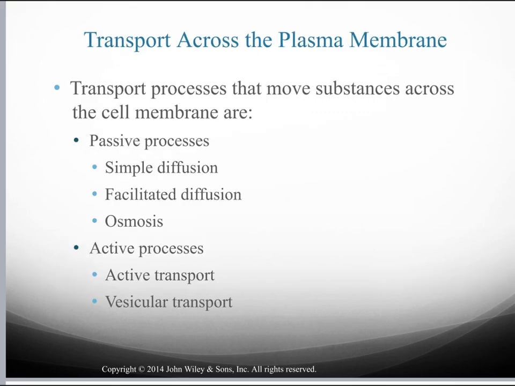Transport across the plasma membrane. Transport processes that move those substances across the cell membrane go via two ways: passive processes and active processes. Passive processes include simple diffusion, facilitated diffusion, and osmosis. Table 3.1, which we're going to look at in a couple of slides, is going to explain in detail some of these processes. Active processes rely on energy, so we need energy to get this movement to occur. We deal with active transport and vesicular transport, whereas passive processes require no energy.